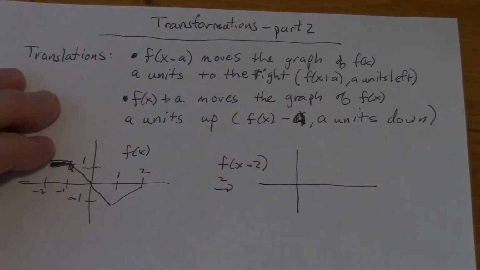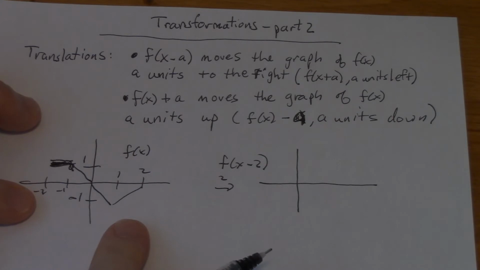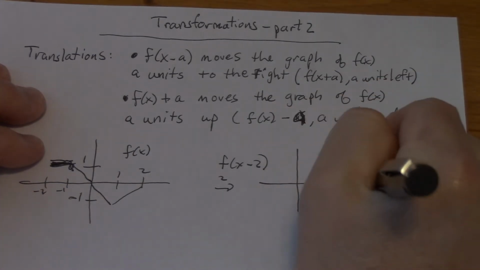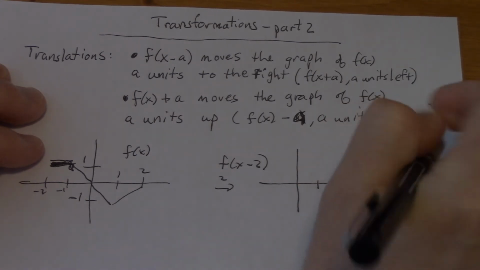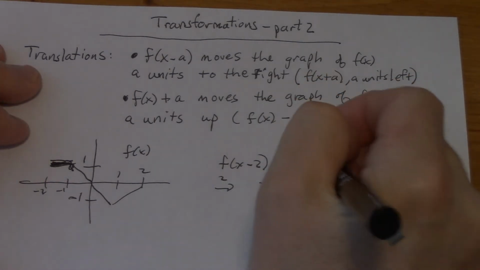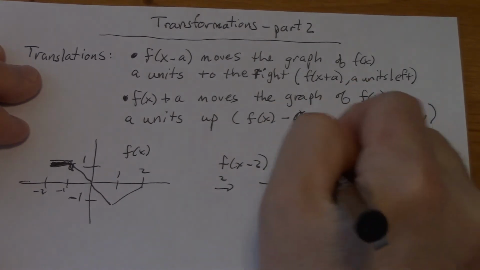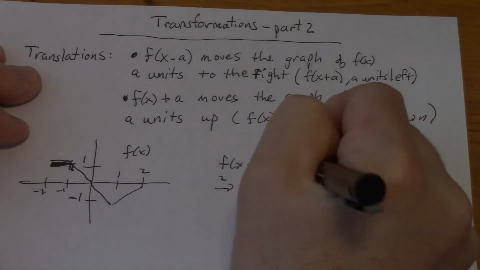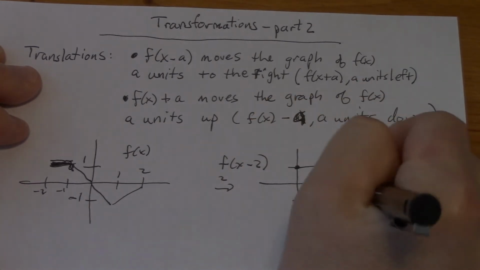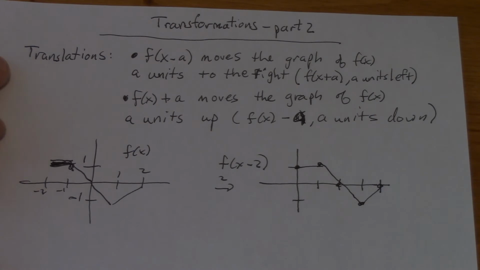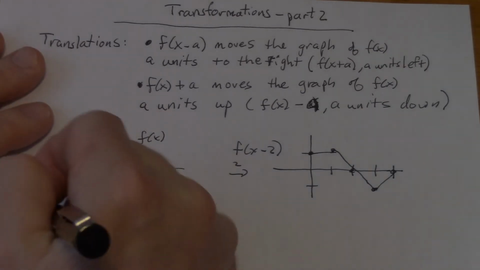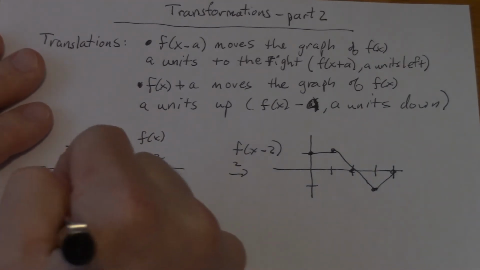Okay, so that's going to affect my domain. The domain of this is negative 2 to 2, so if everything moves right, it's going to be 0 to 4. Okay, and then we just pick our points, and this is what that looks like. Okay, so you can compare those two graphs and see how they're similar. And then let's do another one. Let's do two of them at a time.